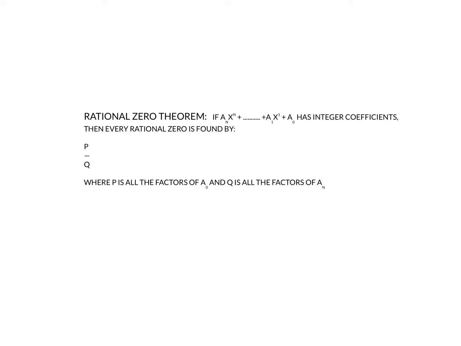Now, first thing we have to worry about is the rational zero theorem. This states that if you have a sub n of x to the n plus, and then the pattern continues all the way to a sub 1 x plus a sub 0 has integer coefficients, then every rational zero is found by p divided by q, where p is all the factors of a sub 0 and q is all the factors of a sub n.